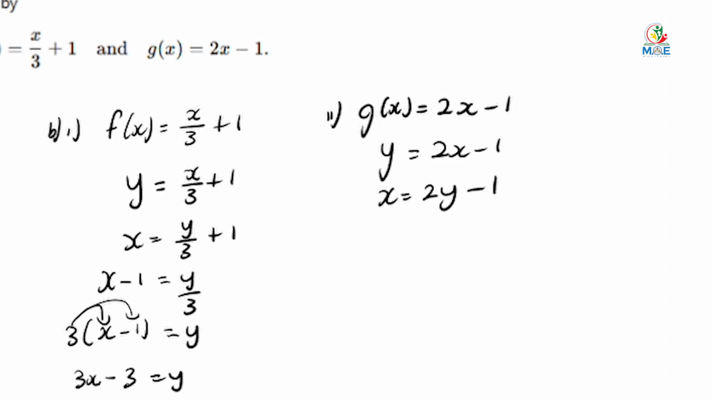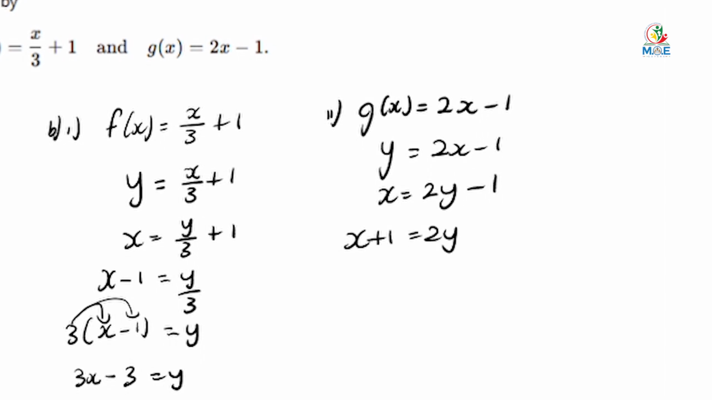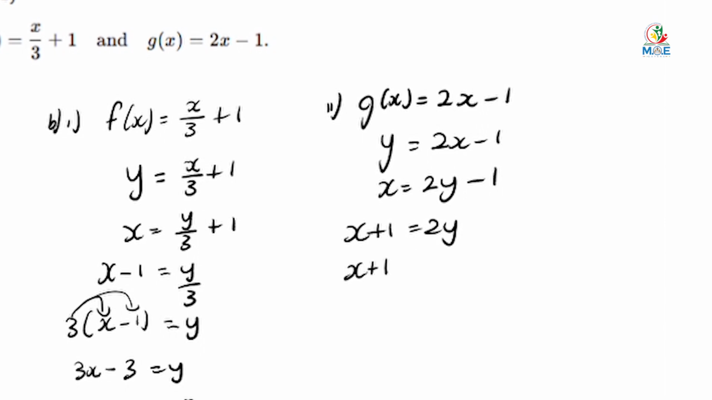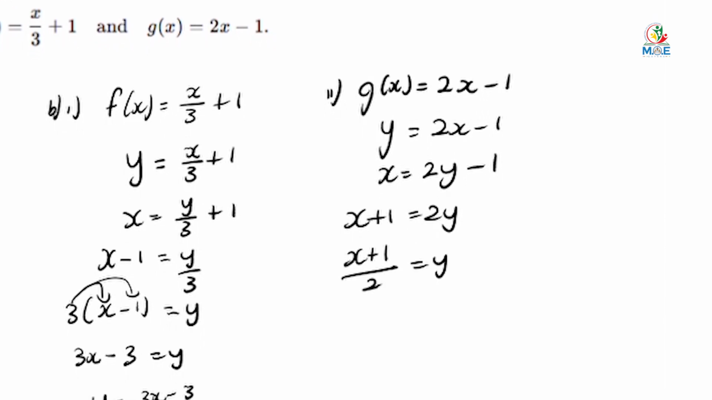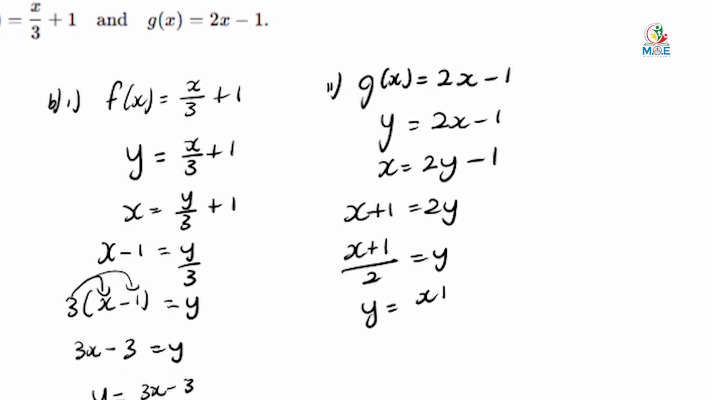And then we make y the subject. So the 1 is subtracted, and we take it to become x plus 1 is equal to 2y. And next we take over the 2. So the 2 is multiplied, and take it over to divide. So we'll have x plus 1 all divided by 2 is equal to y. So this will then be y is equal to x plus 1 divided by 2.